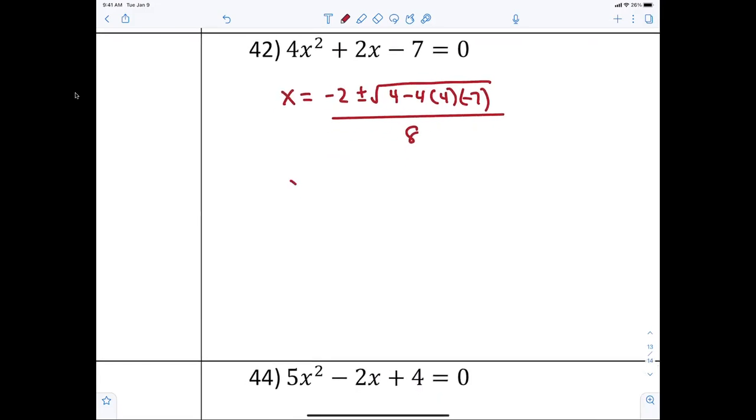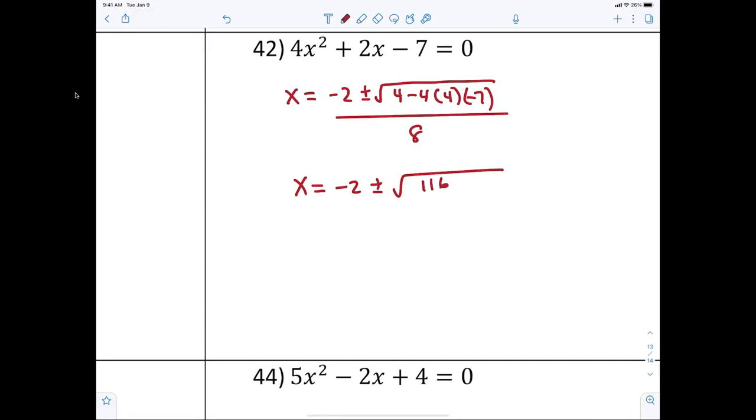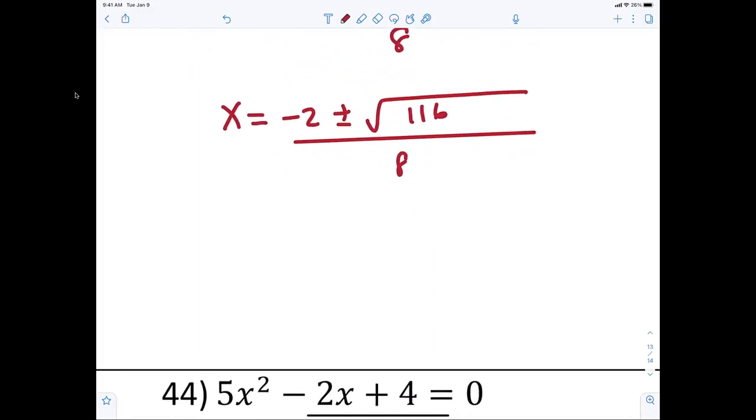Okay, and so now we have x equals -2 plus or minus the square root of... Stop. What are you guys talking about? And some of you all grabbing your calculators like you're crazy. What is it? Yeah, 116 all over what? 8. All right, now the annoying part is we know that 116 is divisible by 4 because the last 2 digits are divisible by 4. But is there something else?